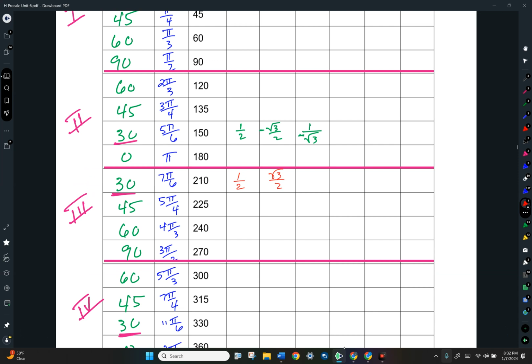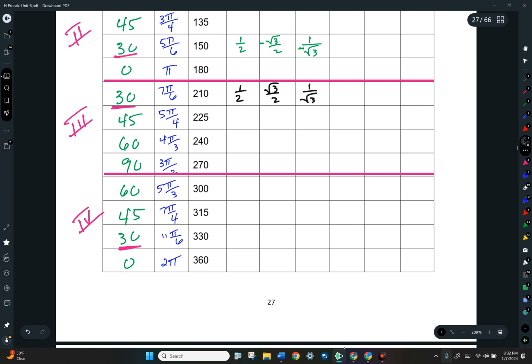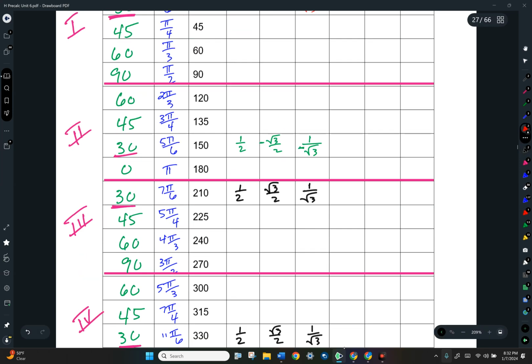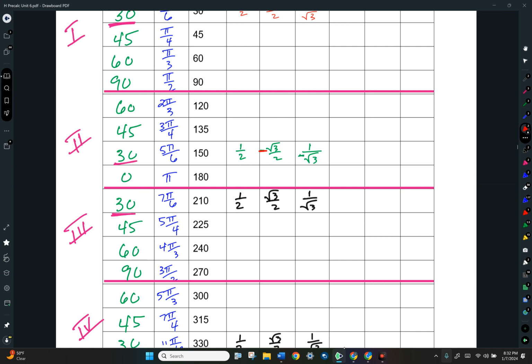You know what? Let me keep all this in a consistent color. I think I'll put them in black. So 1/2, square root of 3 over 2, and 1 over square root of 3. We'll talk about the negatives in just a minute. And then the 30 down here, the 330 is going to be 1/2, square root of 3 over 2, and 1 over square root of 3. Now we're going to fill in more in a minute, but let's think about positives and negatives, because notice in the second quadrant we said these values are going to be negative.